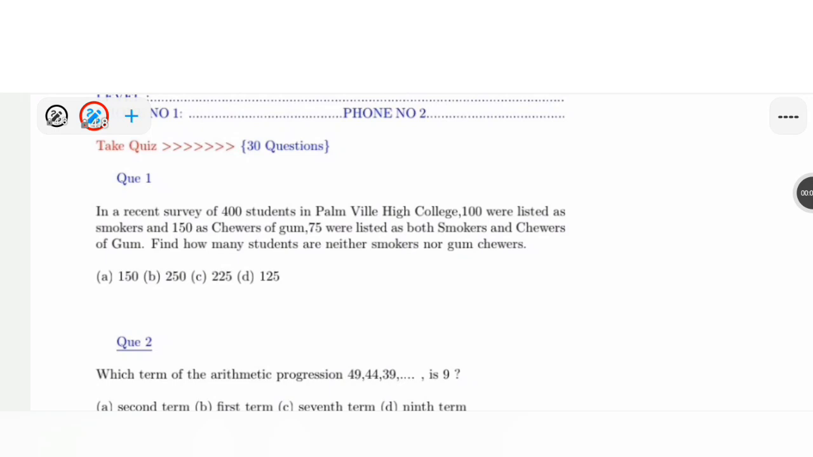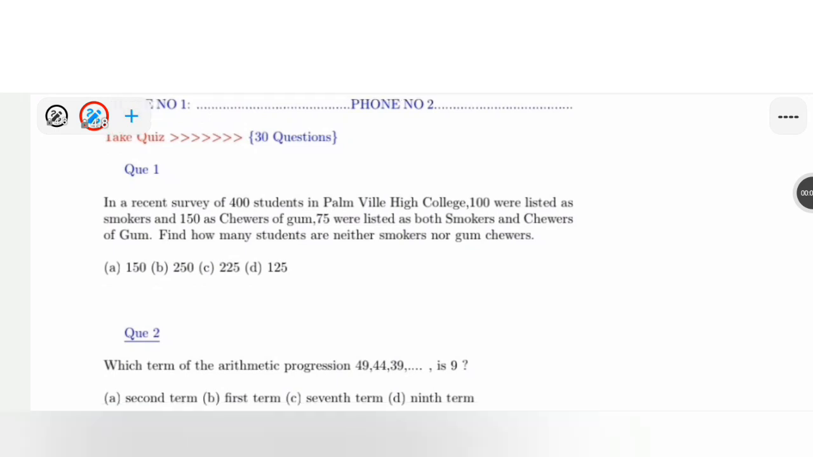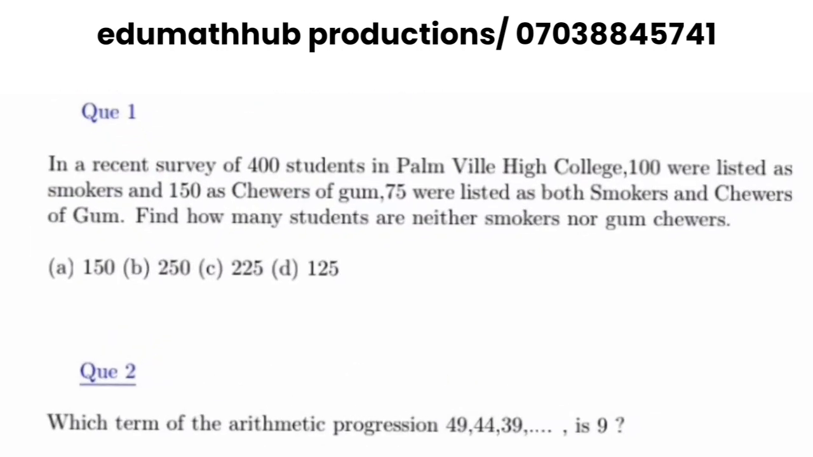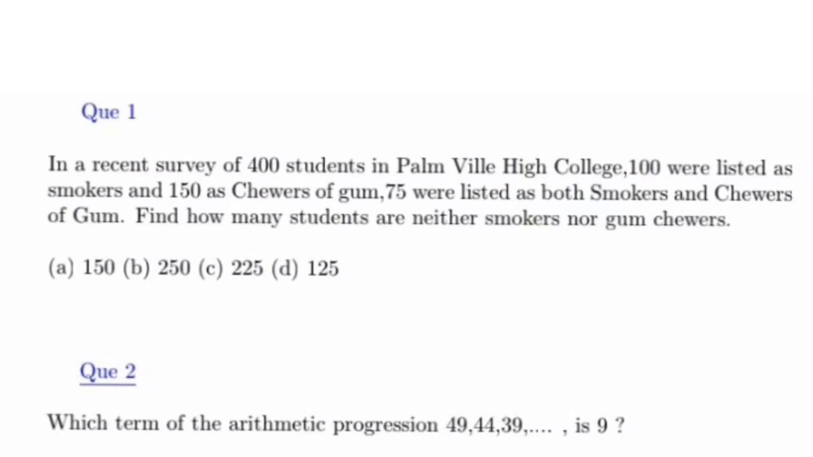Okay, so this is very important. These are likely questions for the upcoming test for MET 101. In a recent survey of 400 students in Palmville High College, 100 were listed as smokers and 150 as chewers of gum. Okay, 75 were listed as both smokers and chewers of gum. How many students are neither smokers nor chewers of gum?